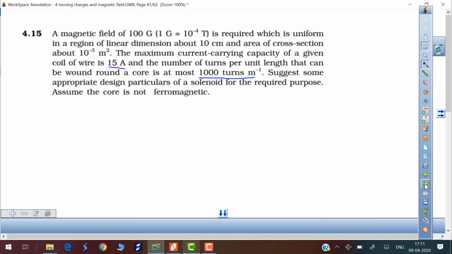So next one. A magnetic field of 100 Gauss is required, which is uniform in a region of linear dimension about 10 centimeter and area of cross section 10 raised to minus 3 meters square. The maximum current carrying capacity of a given coil is 15 ampere and the number of turns per unit length that can be wound is 1000 turns. Suggest some appropriate design, particularly of a solenoid.